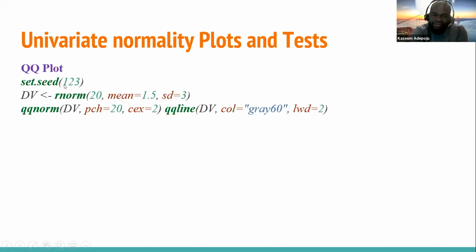Why do I set a seed? Because if I generate 20 data points randomly from a normal distribution with mean 1.5 and standard deviation 3, and another person does that, we're going to have different data sets. The essence of setting a seed is just to make sure that I use the same data set all the time. So what you see right here is the QQ norm for the DV.